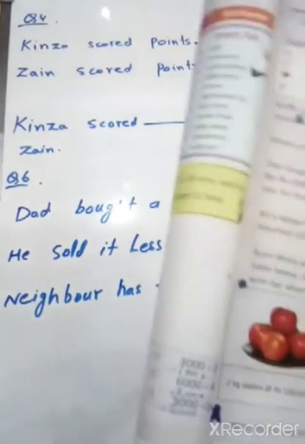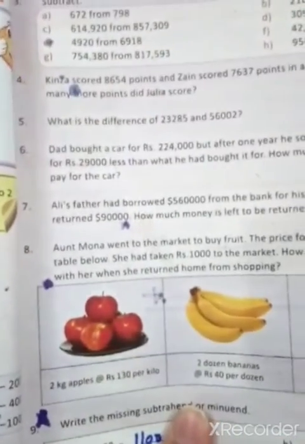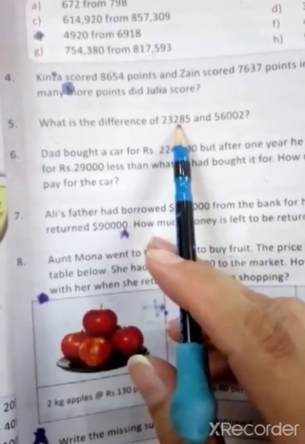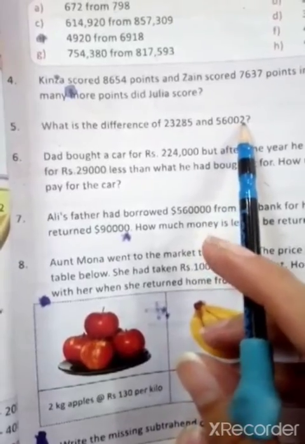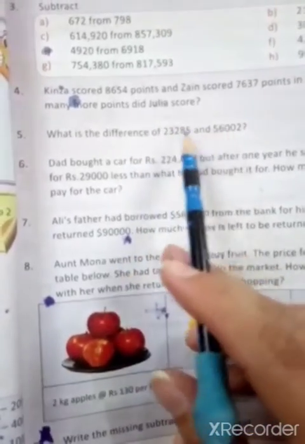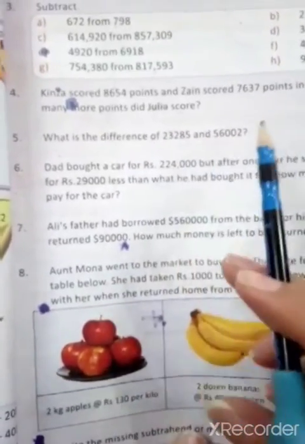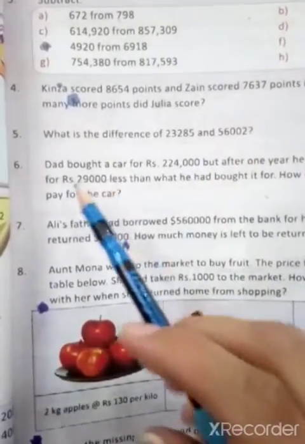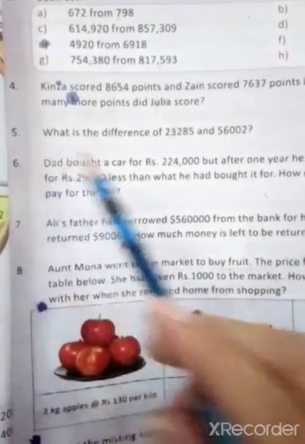Now move on to question number 5. Question number 5 is, what is the difference of 23,285 and 56,002? To find the difference of those two numbers, we have to subtract those two numbers. Write the bigger value on the top and the smaller below and subtract it. You can do it by yourself. Now move on to question number 6.